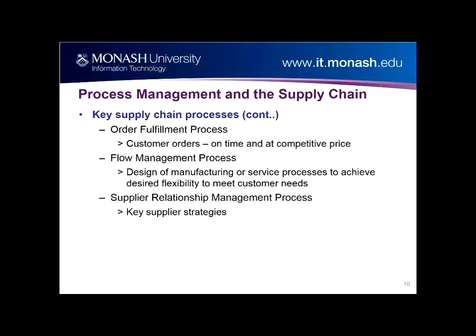So within the supply chain management processes, you also look at the order fulfillment process. Now, order fulfillment is similar to what we said just now, how to process a customer's order. And you also look at the flow management process. Flow management is basically material flow within the organization. The design of the manufacturing and service processes to achieve the desired flexibility and meet the customer need. And then you have supplier relationship management.